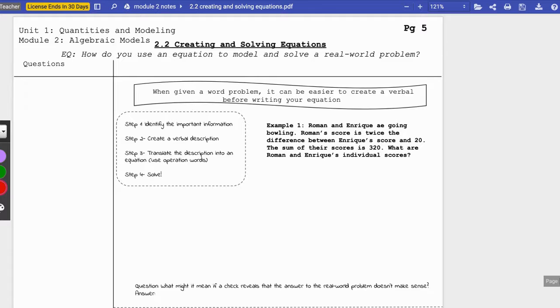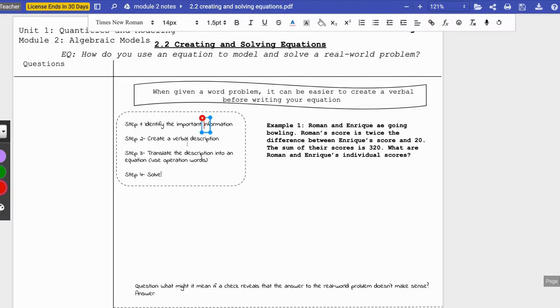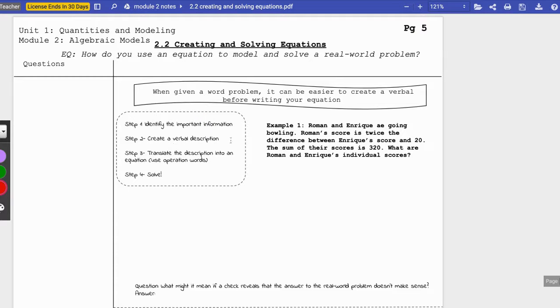Now, when we're doing these types of problems, it's important that we do a couple things. First, identify the important information. So we're going to use our reading skills. Step 2 is going to create a verbal description. That just means we're saying verbally what it is that we're trying to do. And then finally, translate that description into an equation, and then we solve. So let's look at our first example.